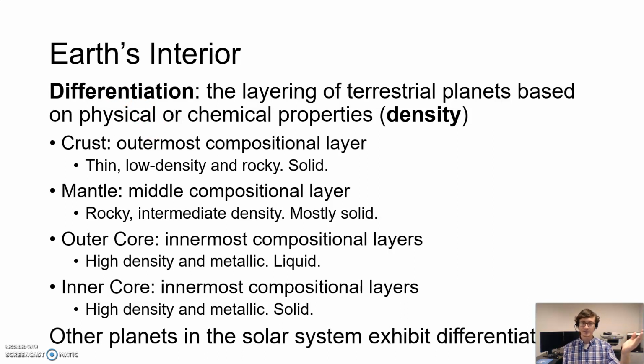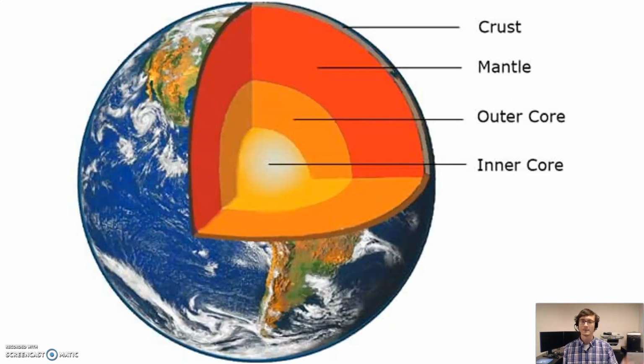The other planets in the system have differentiation too, but for now we're just going to talk about Earth. And this is just a little diagram showing it here. You see we have the very, very thin crust on top. We have our huge mantle of material underneath, the outer core, and then the inner core.